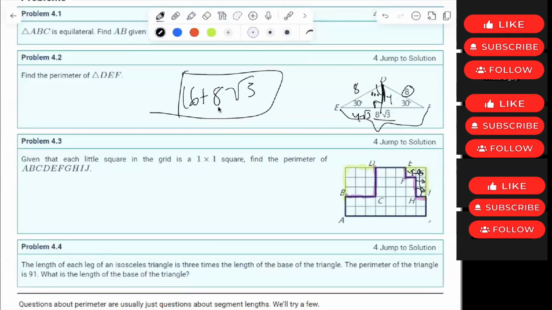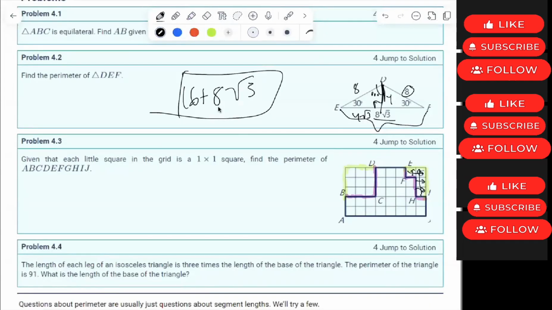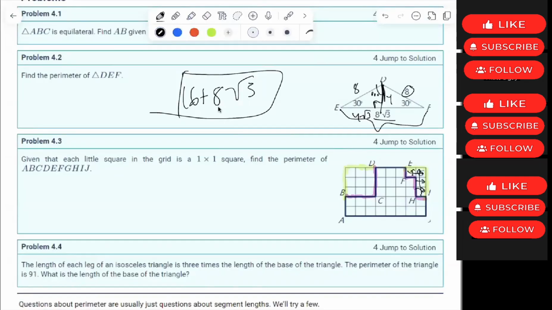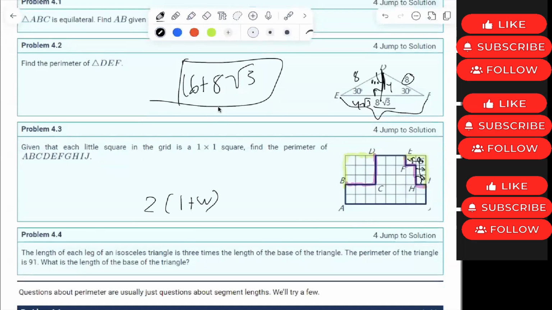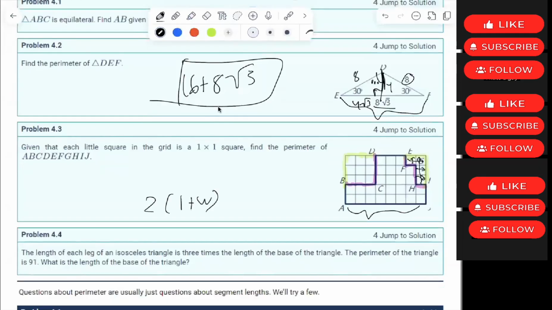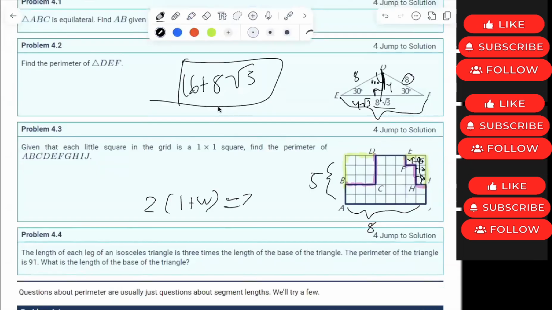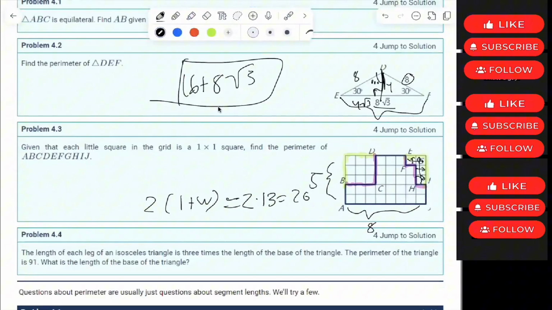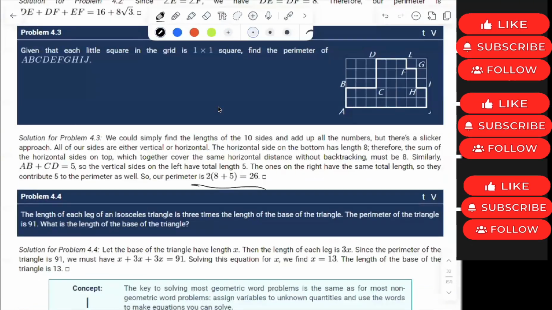All right? So from here, since we know the formula for the perimeter of a rectangle, which is just 2 times length plus width, plug in the values. This side length is just 8. This side length is 5. Plugging it in gives 2 times 13, or 26 as our final answer. And it checks out. 26 is indeed our final answer.